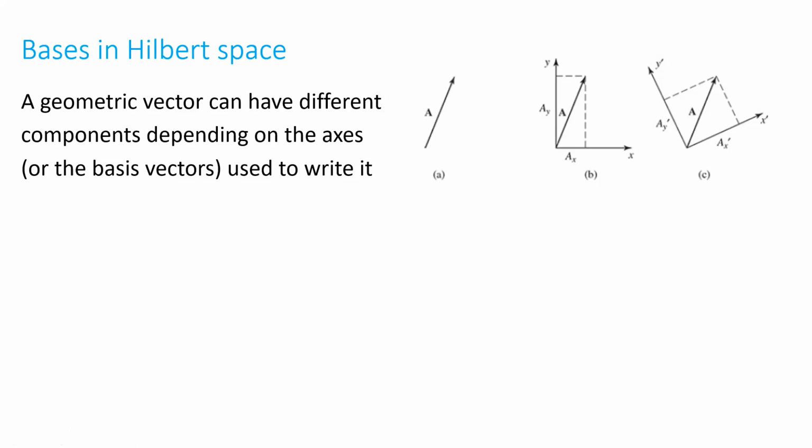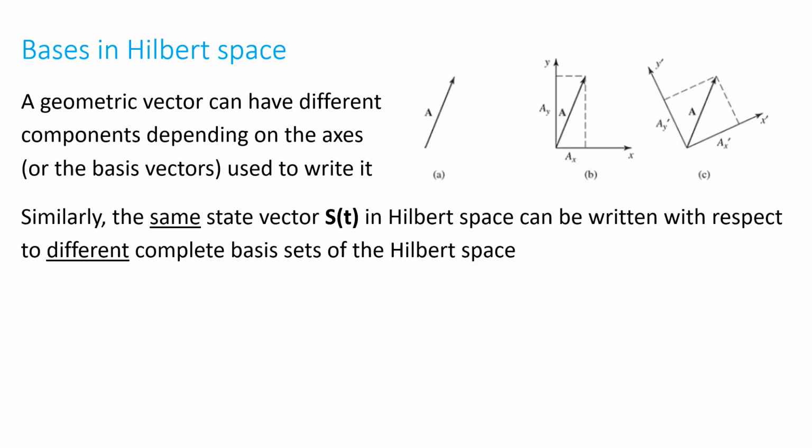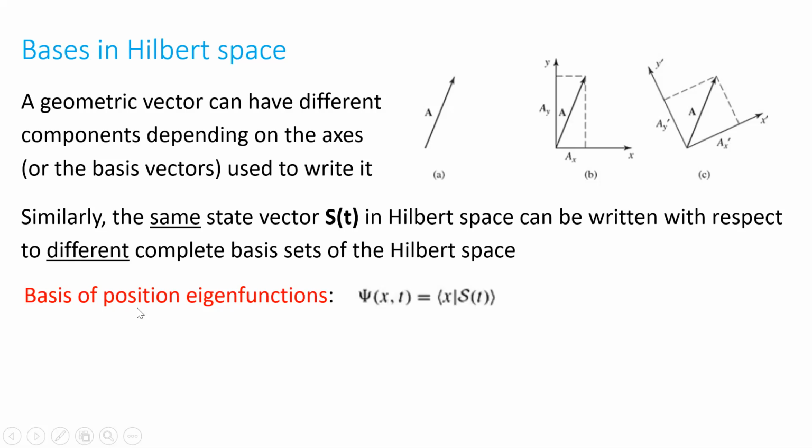Okay. And so that's the idea of different bases. It's the same object, but it's represented by a different set of numbers, ax, ay here, and ax prime, ay prime here, depending on the basis. So similarly, the same state vector, S of t, in Hilbert space, remember Hilbert space is the space that wave functions live in, can be written with respect to different complete basis sets of the Hilbert space. For example, we showed that for any Hermitian operator, the set of eigenfunctions for that operator is a complete basis, a complete set to express any vector in.